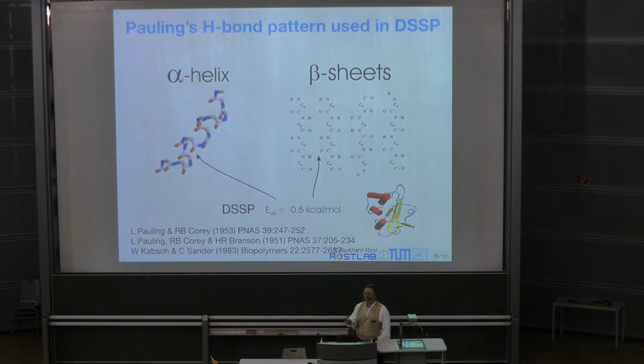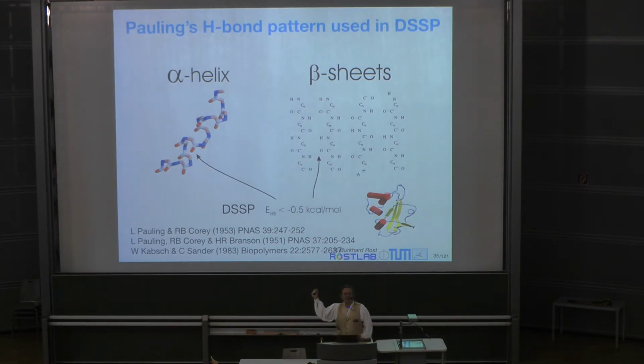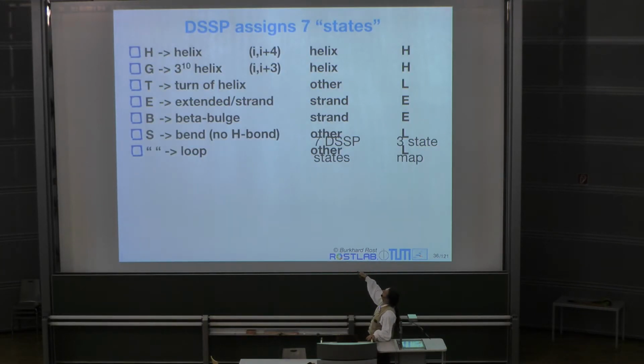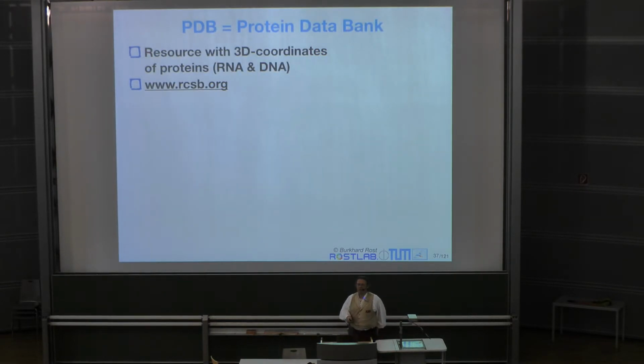Essentially we take a bunch of proteins for which we have experimental structures. We apply a method that takes 3D structures and converts them to 1D structure, secondary structure, such as DSSP, which, given a 3D structure as input, writes secondary structure out in 7 states, and we boil these down into a 3-state helix, strand, other alphabet. The resource with 3D structures of proteins and RNA and DNA is the PDB, the Protein Data Bank.